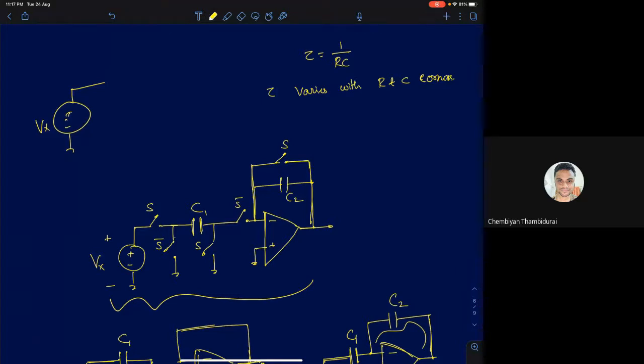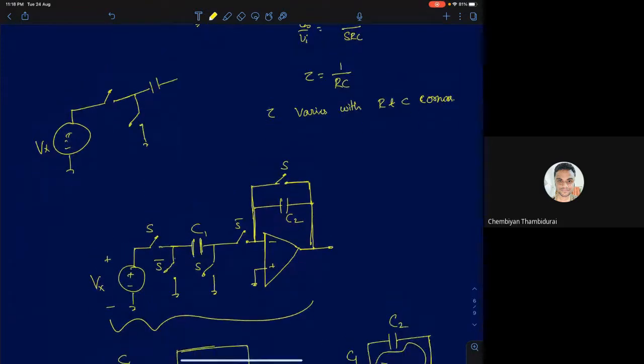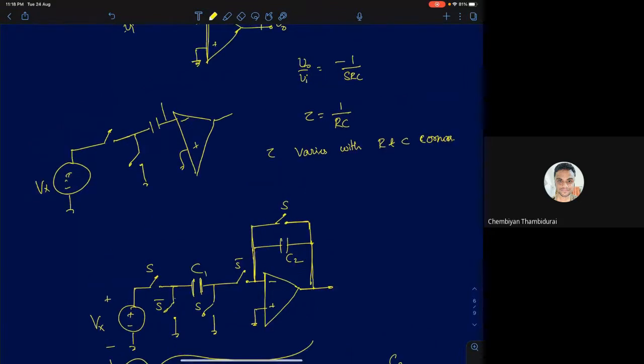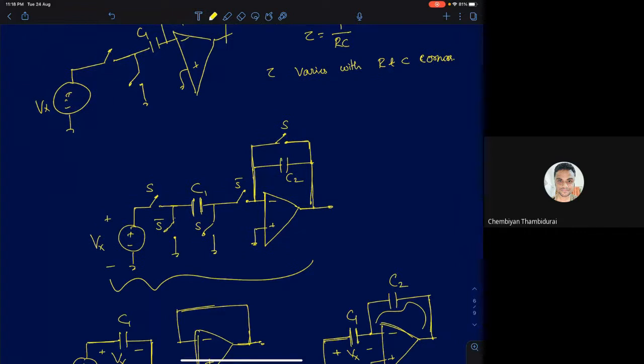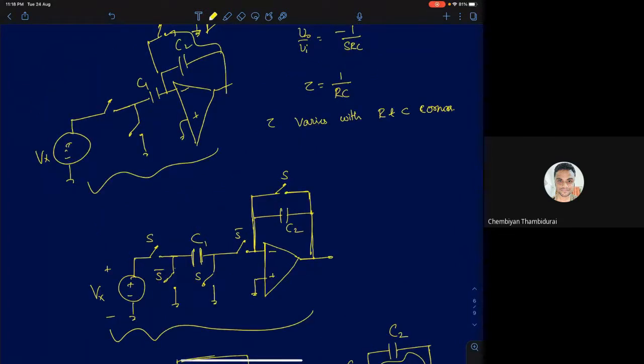Yeah, so we have one capacitor that looks something like this. We have a switch here, a capacitor, and a switch here. This is sufficient. And I have a capacitor in the feedback path. Let's call this C2 and C1, and that has a discharge path through another switch. Now, the operation of these two circuits is very similar. You will get the same results.